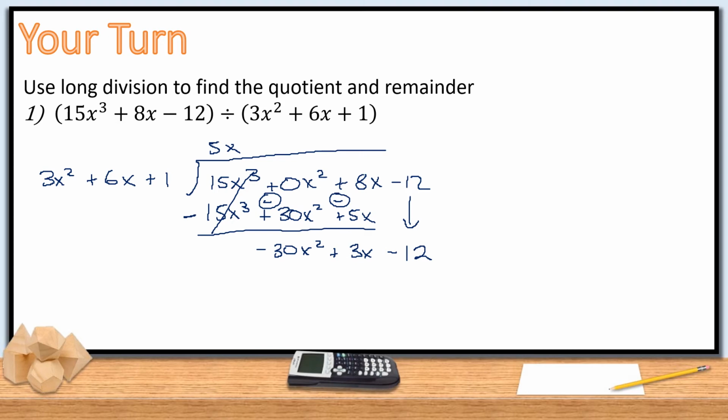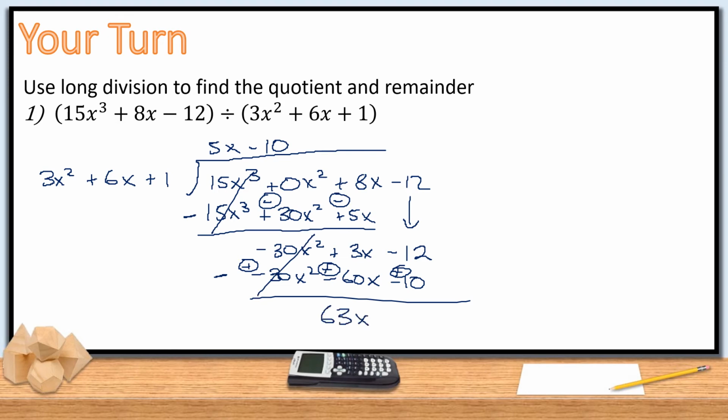3x squared times what is 30x squared? It's minus 10. So minus 30x squared. Minus 10 times 6 is negative 60x. And minus 10 times 1 is minus 10. We're going to subtract, so everything's going to change sign. 30x squareds cancel. 3x plus 60x is 63x. And then minus 12 plus 10 is negative 2.